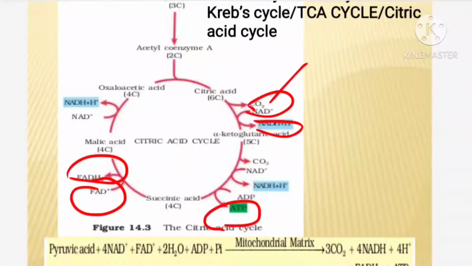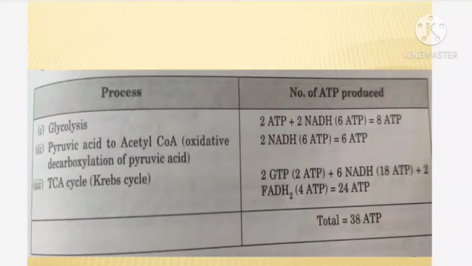So, these are the full forms. Now, listen, how much ATP is generated? In glycolysis, we have already discussed how many ATPs were generated: 8 ATPs. Now, we are going to see how many ATPs are generated in the Krebs cycle.